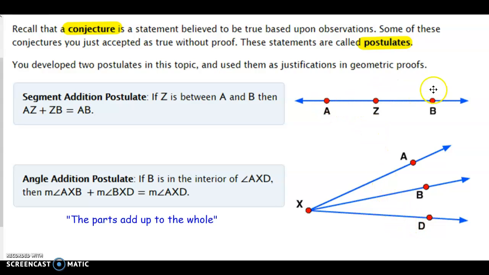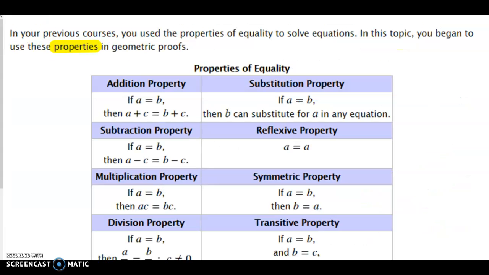In the segment AB, its parts are AZ and ZB. The segment addition postulate simply says that the distance from A to Z plus the distance from Z to B equals the whole distance from A to B. For the angle addition postulate, our parts are smaller angles, so we would say the measure of angle AXB, that small angle, plus the measure of angle BXD, that small angle, add together to get the whole angle AXD. So the parts add up to be the whole.